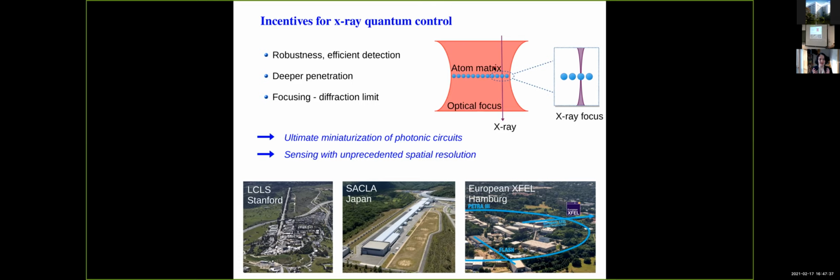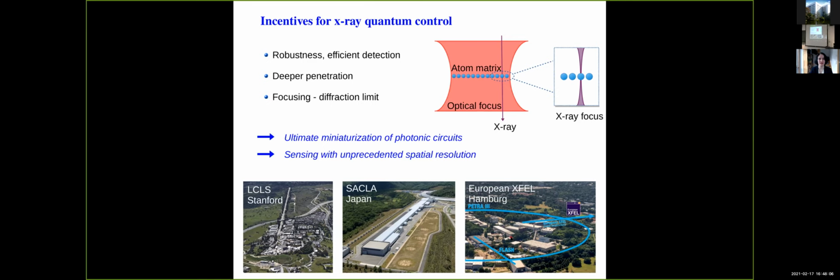And these incentives have also been encouraged by the fact that in the last 10, 11 years, we had the first strong, very intense X-ray sources, the X-ray free electron laser. The first of them started operating in Stanford in the United States in 2009 and in Japan in 2011. But by now, actually, even in Germany, the European X-ray free electron laser has been operational in Hamburg for already 3 or 4 years.